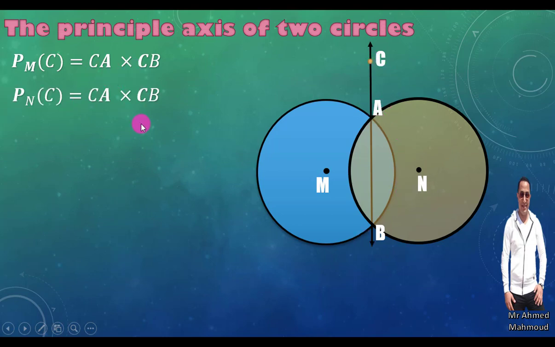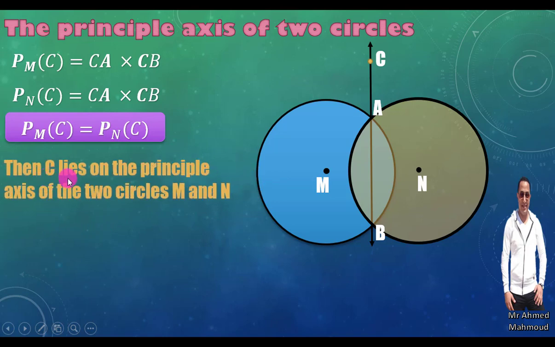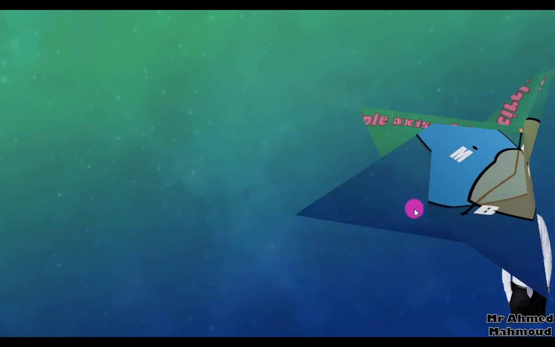By looking at the two cases, the power of C with respect to M equals CA times CB, and the power of C with respect to N equals CA times CB. So the two powers in the two cases for the same point are equal. So C lies on the principal axis of the two circles M and N if the power of the point C with respect to M equals the power of C with respect to N. This is the way to prove that this is a principal axis. Now let's solve the next question.